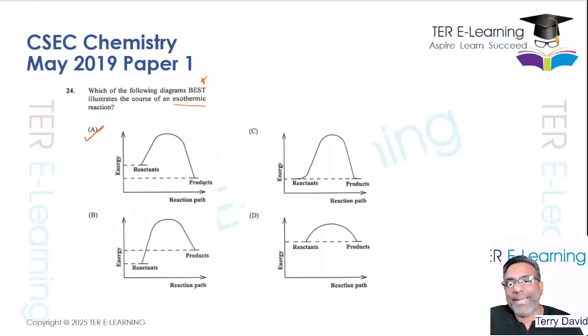Okay? So A is exothermic. If we look at the answer for B, B is an endothermic reaction. And we don't know what this is, and we don't know what this is, because both the energy of the reactant and product is C. So that's 24.